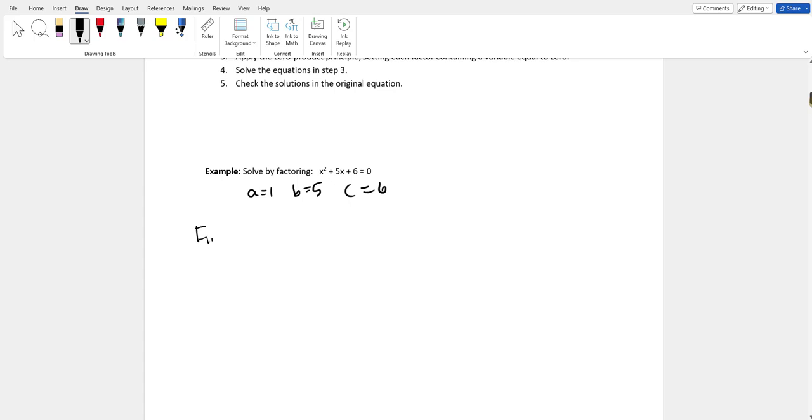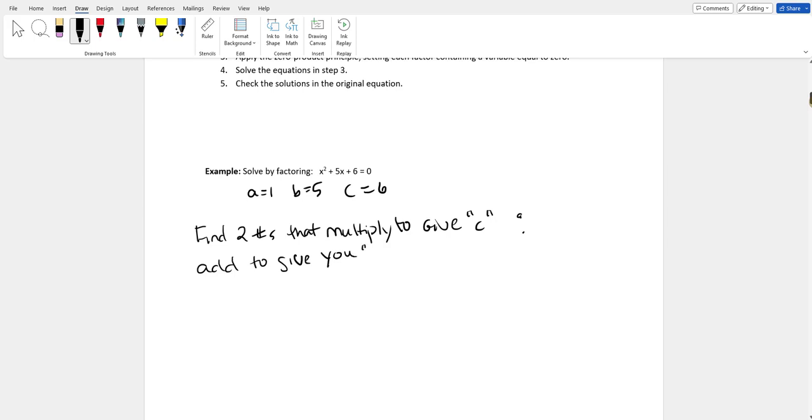So we want to find two numbers that multiply to give you C, and those same two numbers add to give you B. So I'd like to make a table. I want two numbers that multiply to give me 6. Those same numbers have to add to give me 5. Multiply to give me 6, add to give me 5.